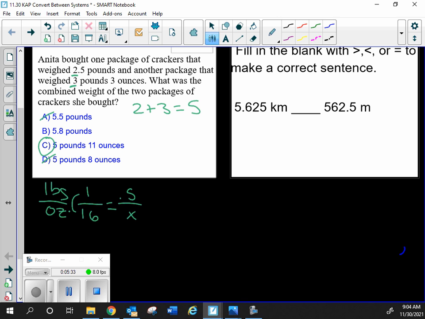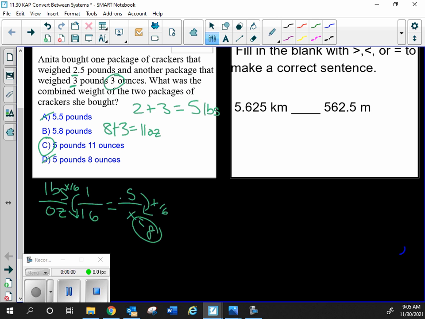So class, how do I go from 1 to 16? Times 16, 0.5 of 16. What is half of 16? 8. Okay, and then what did you do once you got your 8? I added the 8 to the 3 and got 11. So 5 pounds and 11 ounces. Y'all see that?